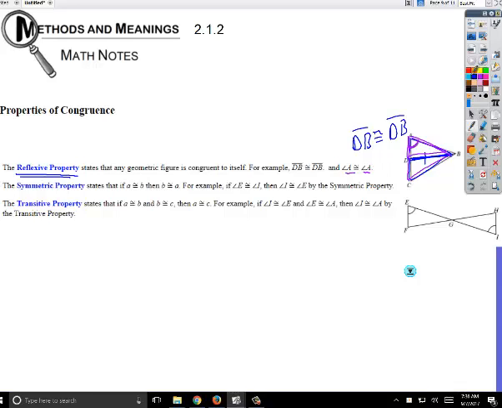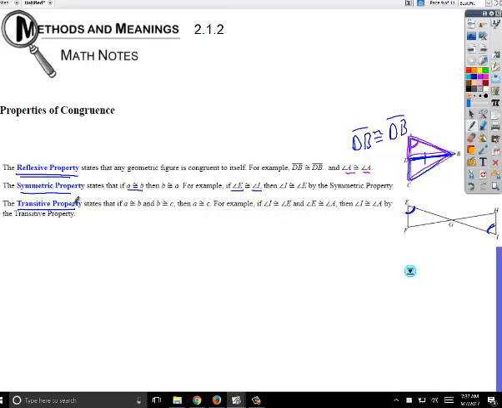The symmetric property, really obvious one. If A is congruent to B, so if angle A, or let's talk about E and I instead. If angle E is congruent to angle I, so if this is congruent to that, then the symmetric property simply says, then I must be congruent to E. So you can go backwards. That's kind of obvious. Just means you can flip it.